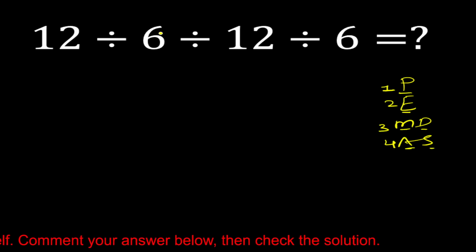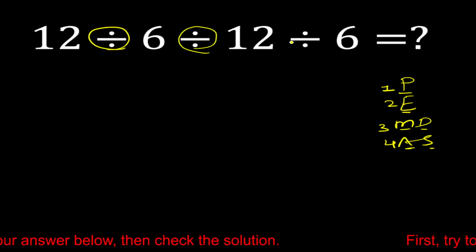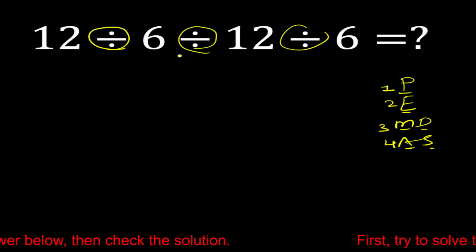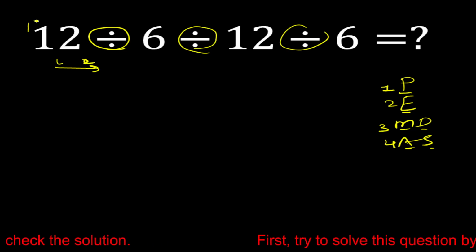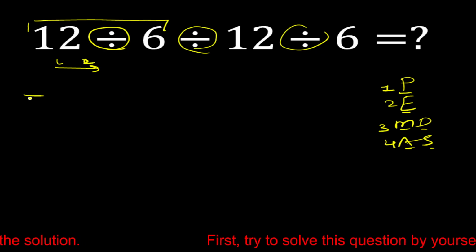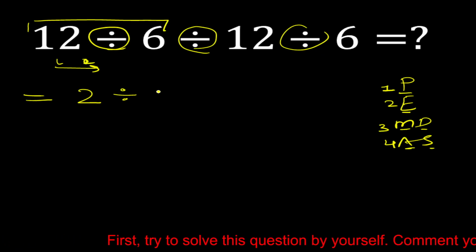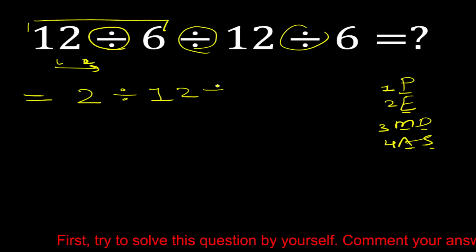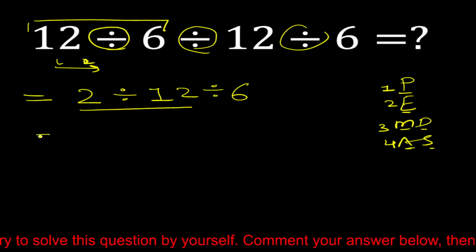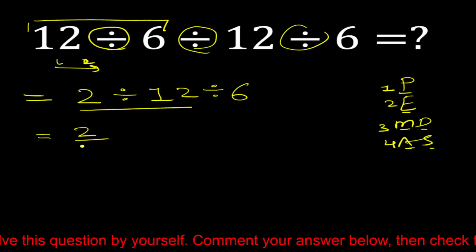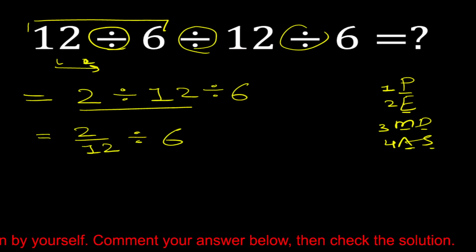Okay, so in this question, there is one division here, here is also division and here is also division. All have equal priority, so we have to solve it from left to right. So first we have to solve this part. Now 12 divided by 6 is equal to 2, then divide by 12, then divide by 6. So now 2 divided by 12 can be written as 2 by 12, okay, divided by 6.